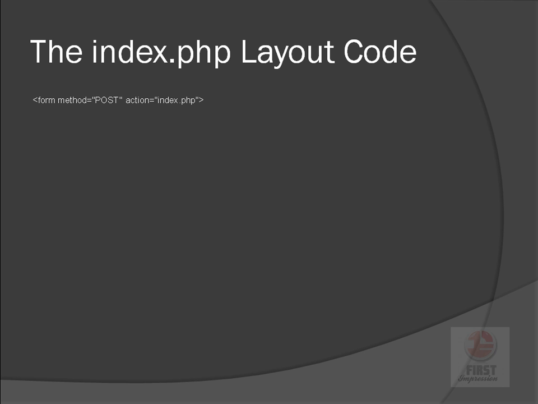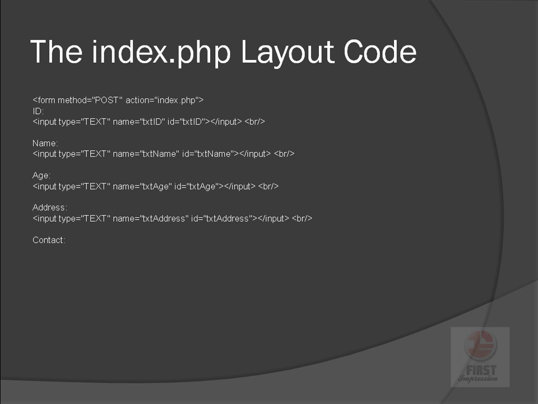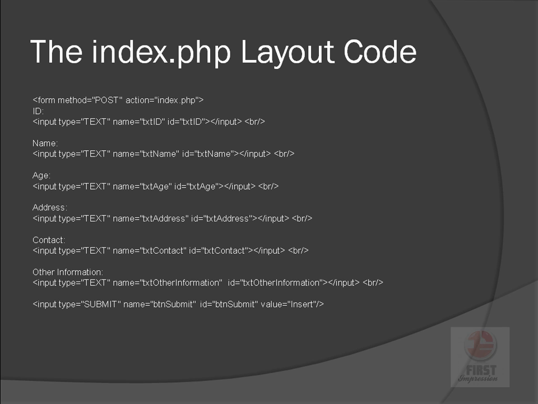So let's write the code of this. We have the ID, name, age, address, contact, other information. We have the input type submit. When we click on the button, it will send all the variables in the form of a post request to the index.php file itself. As you can see, the action over here is index.php. This indicates that whatever values we pass by this button will be passed to the index.php file with the help of a post request. So we are passing the values to our own file.